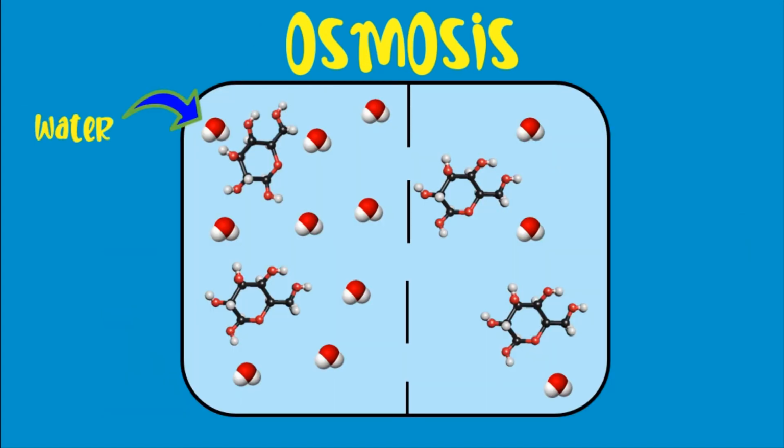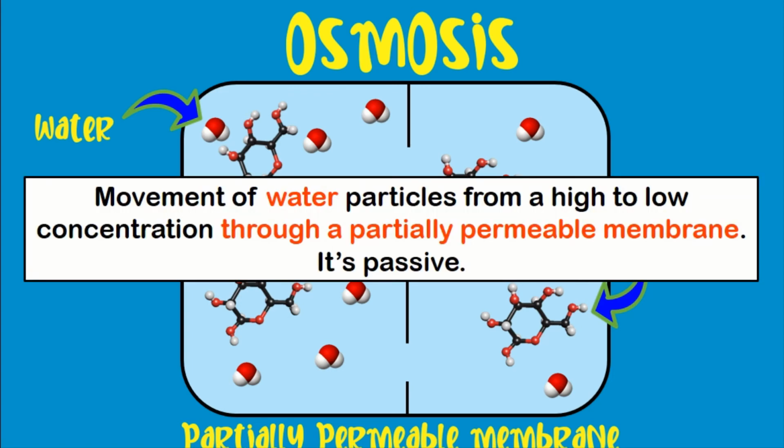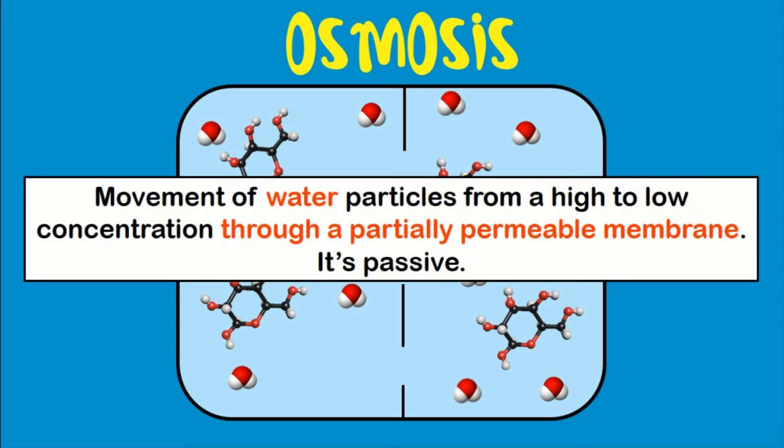So there's our water, there's our sugar, and that dashed line in the middle represents our partially permeable membrane. Because there's a high concentration of water on the left, it's going to move from high to low through that membrane. So the water molecules, you can see them there, they move from high to low into the right hand side, and now it's evenly spread out. So osmosis is the movement of water from high to low concentration of water through a partially permeable membrane.